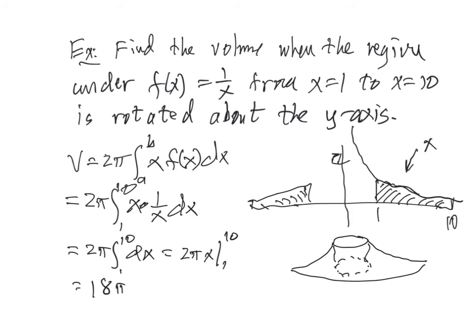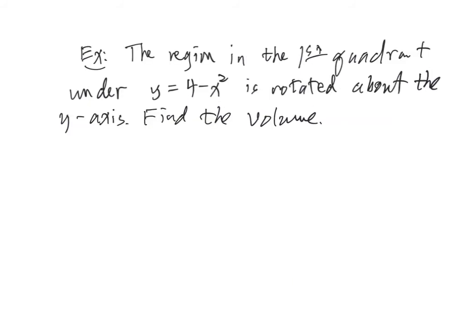All right, first example. Let me set up the second one. For this problem, we have the region in the first quadrant under y equals 4 minus x squared, rotated about the y-axis. Find the volume. So the picture will really help us.